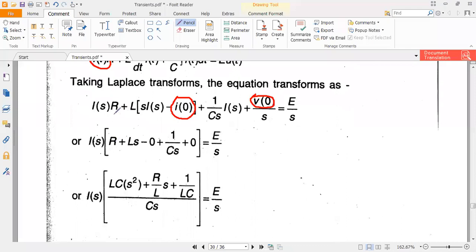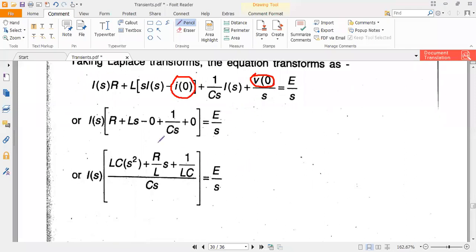Then if you take I(s) as common, you will get R plus L into s, and in this place you substitute 0, plus 1 by Cs, and in this place you substitute 0, which equals E by s. Okay, then take the LCM with respect to Cs.